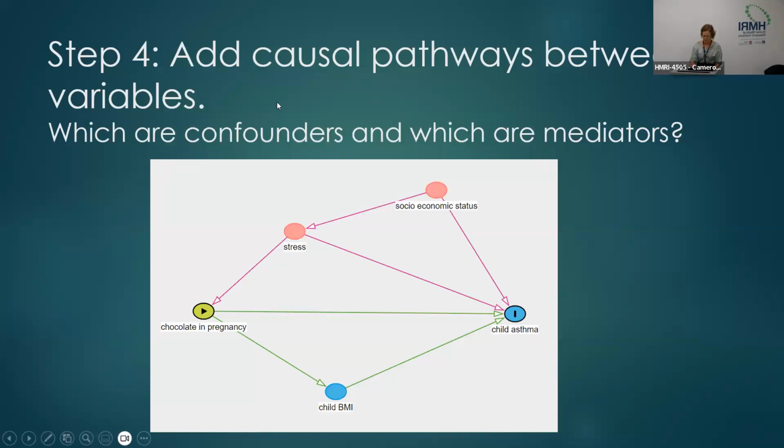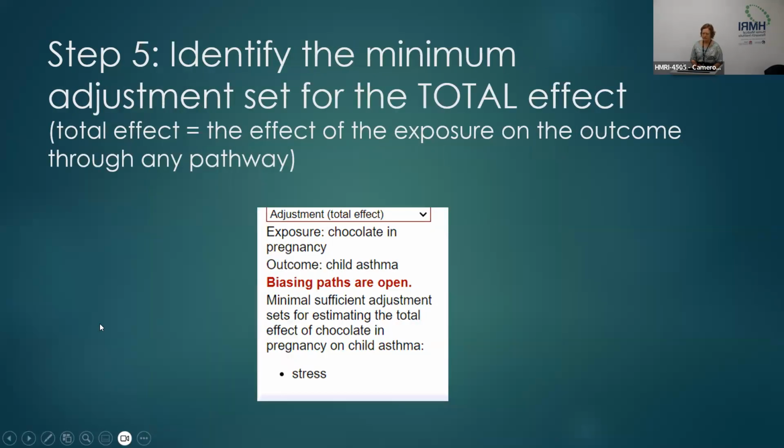Let's see. So, if you're in DAGs, and I'll go back and show you this in a moment, the top right-hand corner actually gives you now the answer for what you need to control for. And what this is called, so I'm just going to go through this and then I'll go back to DAGs and then we'll talk about yours, is we are identifying the minimum adjustment set. So not every single confounder, the minimum adjustment set for the total effect. And the total effect is, as I've written here, the effect of the exposure on the outcome through any pathway, through any mediating pathway, through anywhere.